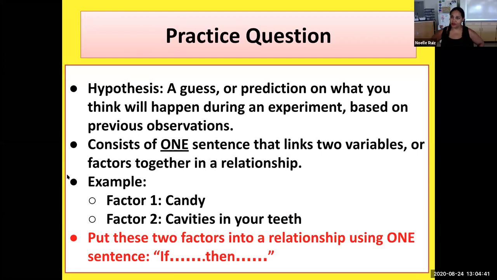All right, another practice question. Like I said, a hypothesis is a guess or prediction on what you think will happen during an experiment. It's based on your observations and all the data you collected. It consists of one sentence that links two variables or factors together in a relationship. So we have another example. You have two factors. You have candy and you have cavities in your teeth. Now in the chat box, put these two factors into a relationship using an if-then sentence. If I do one thing, then what do you think will happen?